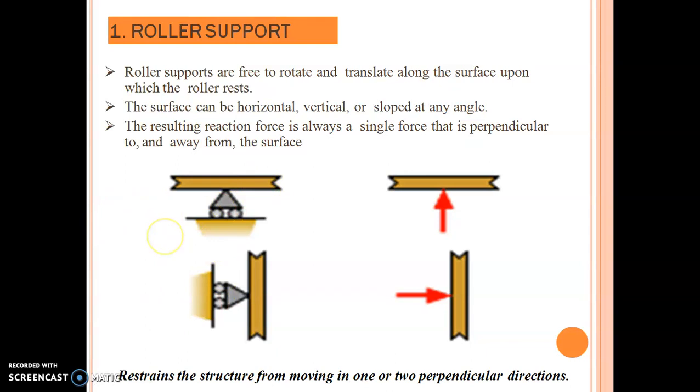When the roller moves in upward and downward direction, the resulting reaction force is always a single force that is perpendicular and away from the surface. So you can identify this in figure B, or the second figure, for your horizontal surface of roller support. There is a single force acting on a member, which is your horizontal member.